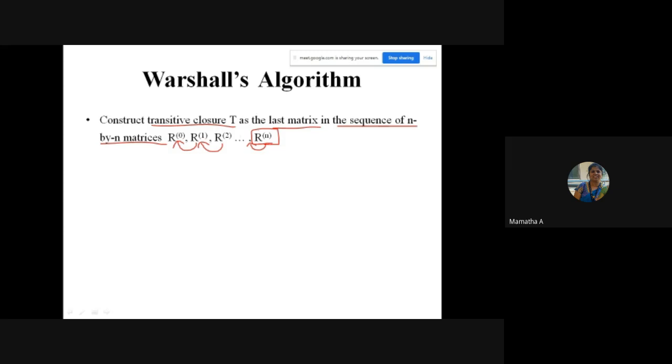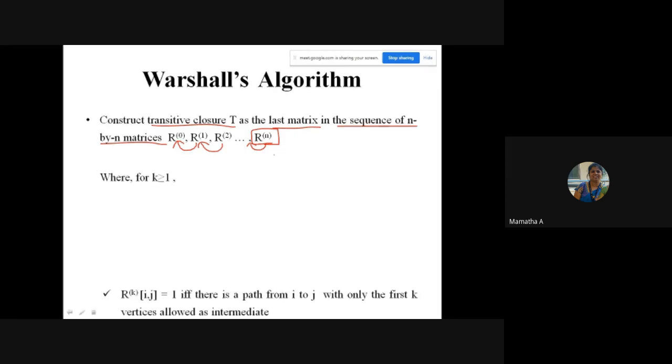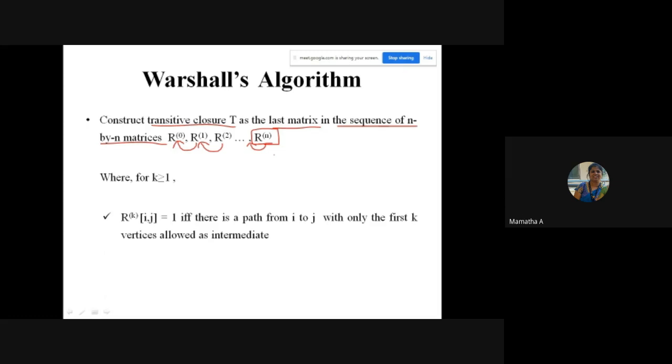Now the next question: what are these R0, R1, R2 and R to the power n? It is very simple. I define it something like this: R to the power k of i comma j. Try to understand; at some point the clarity will come. It might not be immediate clarity, but once you know all these things, you will get clarity at the end.